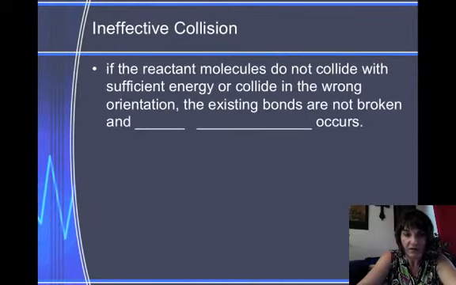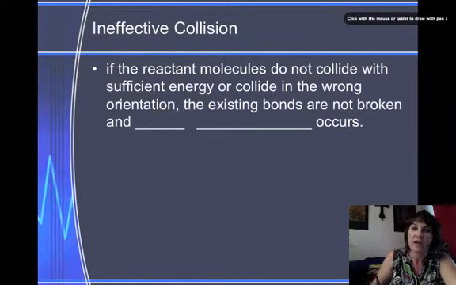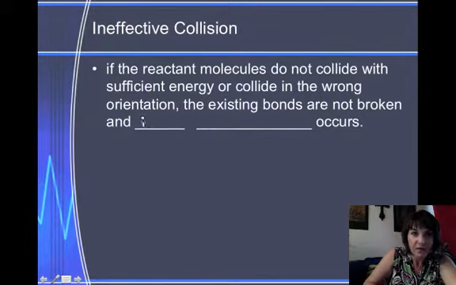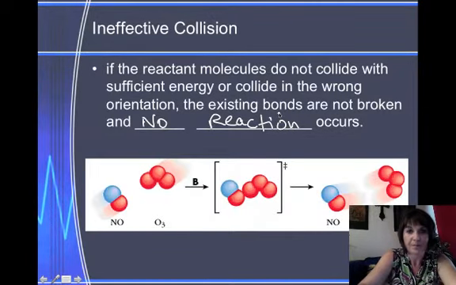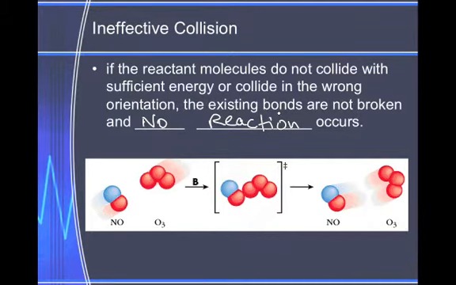An ineffective collision, though, would not result in a reaction. If the reactant molecules do not collide with the right amount of energy, or they collide in the wrong orientation, then existing bonds are not broken and no reaction occurs. So here's an example of that same collision, only now instead of colliding with the nitrogen atom, the ozone collided with the oxygen side of the NO molecule. And what happens then? They just go back to the way they were before. No reaction, no net change.